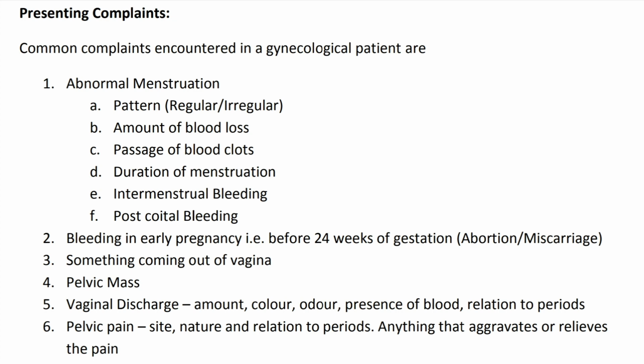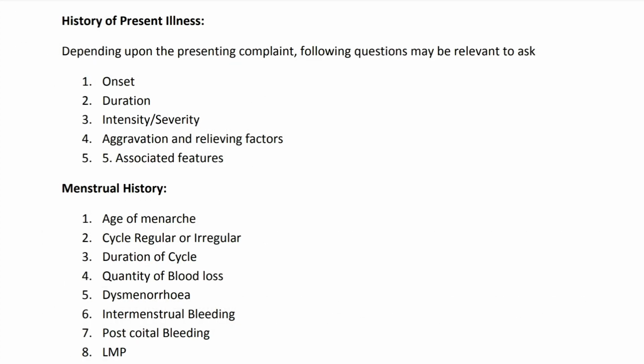Number five, vaginal discharge. If so, the amount, the color, whether it is white, yellow, or any other color, the odor, whether it is fishy, presence of blood in relation to periods, etc. Then we have number six, pelvic pain: the site, nature, relation to periods, and anything that aggravates or relieves that pain.